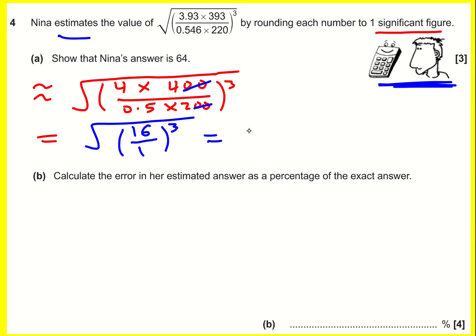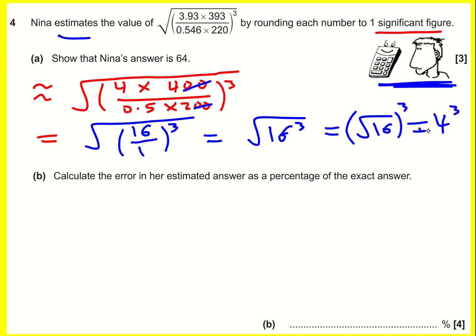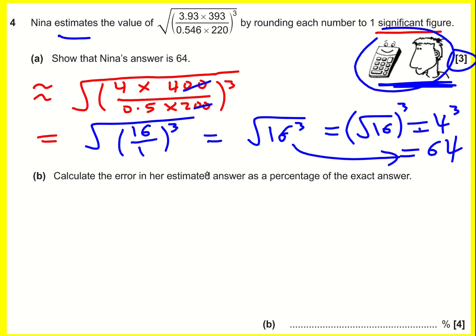What I could actually do is, let's first of all write it like this, I could take the square root first and then cube it. That becomes 4 cubed, which is manageable because that is 64. Probably at this point you would just go straight from here to 64 using your calculator, but I just thought I'd do it non-calculator.